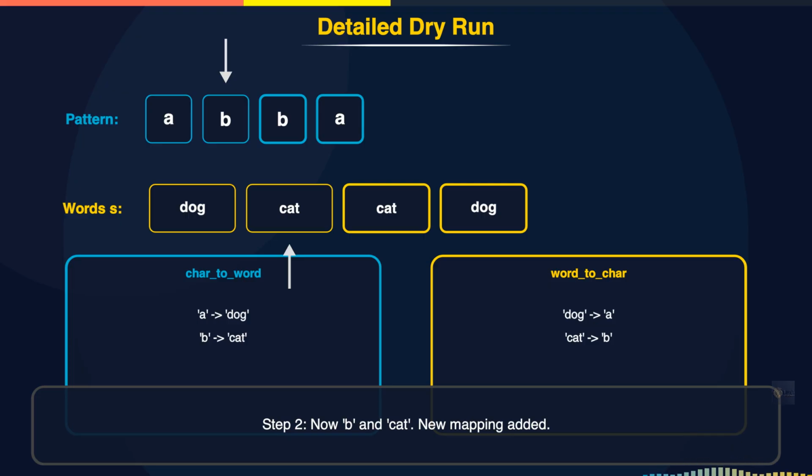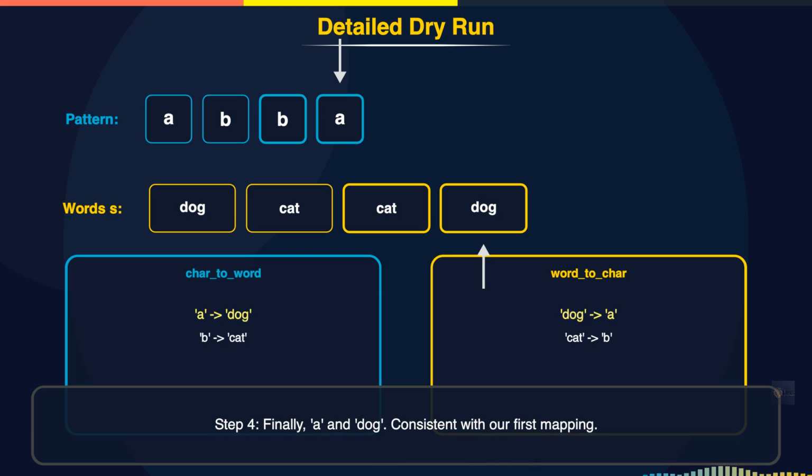The pattern continues. Now, we hit the third element. Another B and another cat. We check our maps. Does B map to cat? Yes. Does cat map to B? Yes. The relationship is consistent, so we move on. Finally, we reach the last pair. A and dog. We check our tables. A already maps to dog, and dog already maps back to A. The entire sequence matches perfectly.